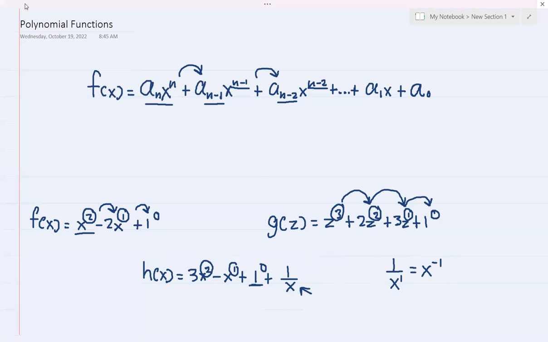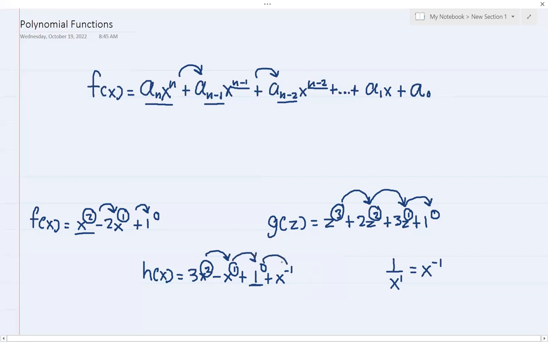So we can rewrite this as x raised to negative 1, because 1 all over x and x raised to negative 1 are both the same. Now let's take a look. We have 2 to 1, 1 to 0, and 0 to negative 1. Now let's go back here. We've reached until a sub 0, meaning we will reach until the constant term. However, the last term here is not constant. We have x raised to negative 1. So this is not a polynomial function.